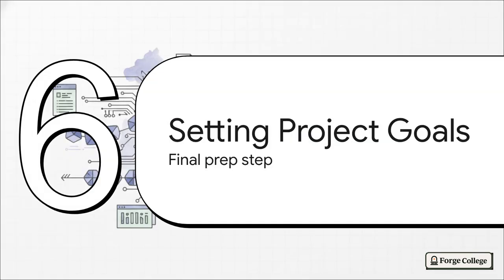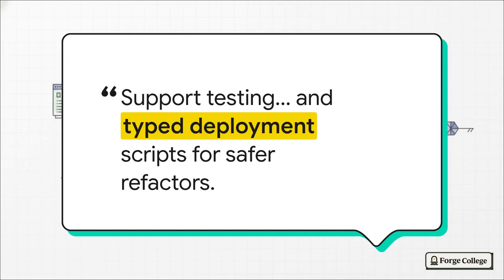All right, our final section, setting your project goals. This is the very last step before the actual coding begins. Because listen, all this amazing technical setup is totally useless if it doesn't serve a clearly defined purpose. Before you write a single line of Solidity, you need to draft a one-paragraph project goal. Check out this example. Support local testing of linear vesting up to 2 years, deterministic deployments to a staging testnet, and typed deployment scripts for safer refactors.